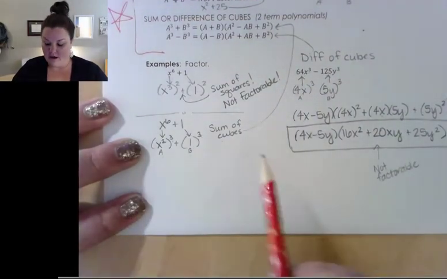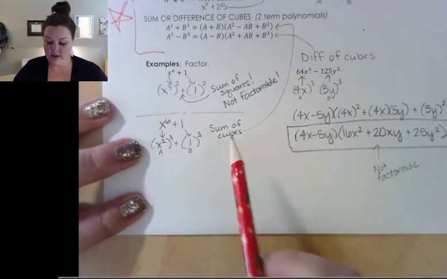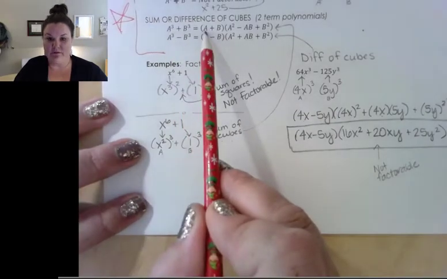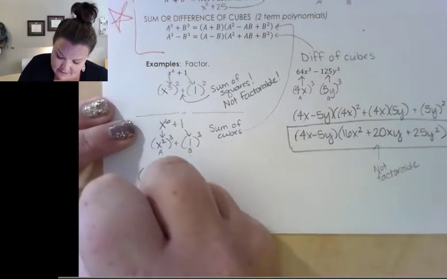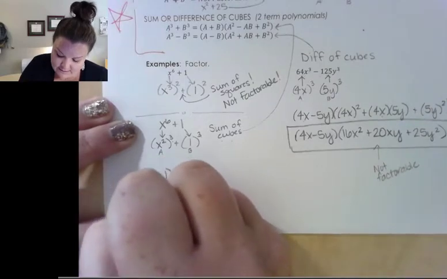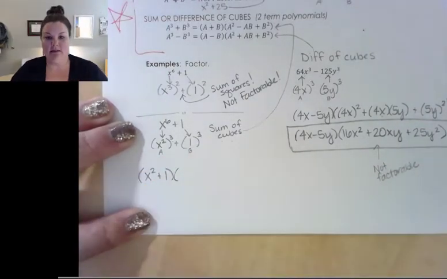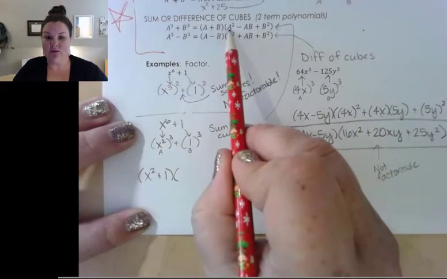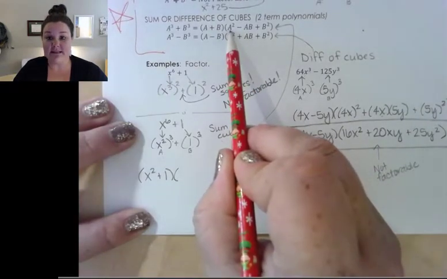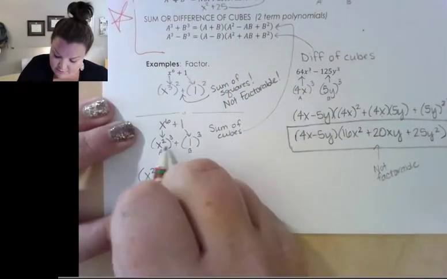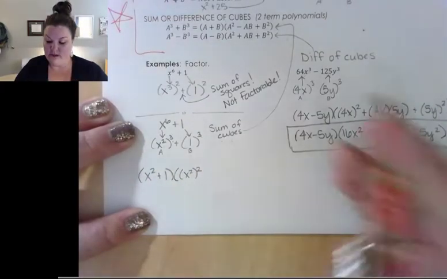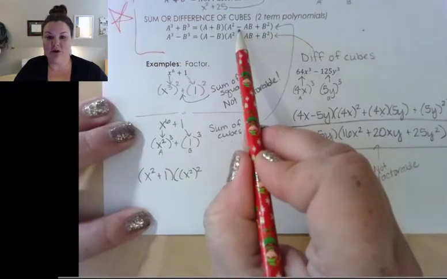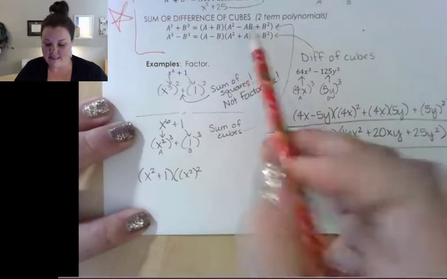Okay. All right, so for our sum of cubes formula, it says to take my first base and add it to my second base. So my first base is x squared. I'm going to add it to my second base. Then inside my next quantity, it says to do my first base squared. So I do my first base, which is x squared squared. Then it says to subtract my two bases multiplied together.